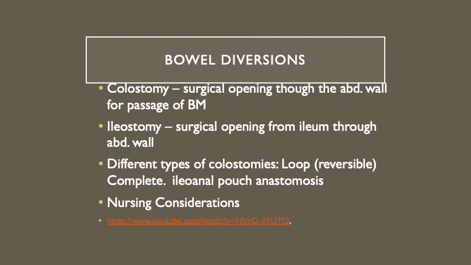So it just depends on what part of the bowel has to be pulled out on the abdominal wall. If it's a large bowel or colon, it's called a colostomy. If they had to do a total colectomy, and what's left is the distal terminal ileum, then that is what's brought out to the abdominal wall. It's called an ileostomy.